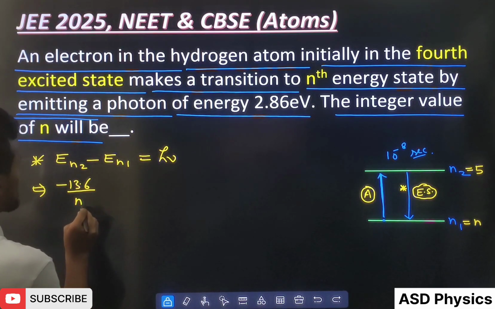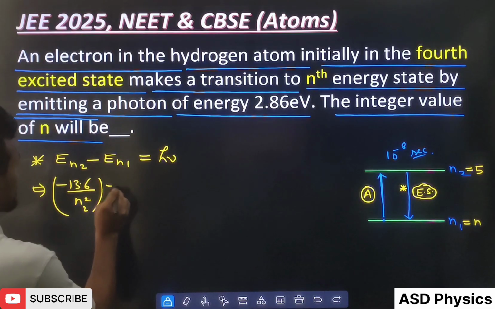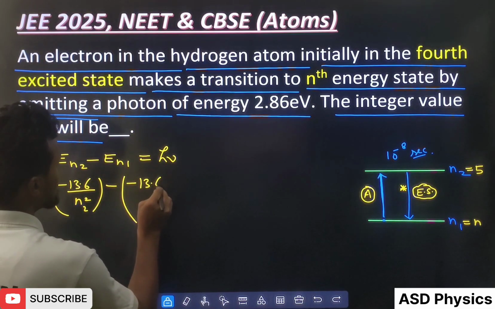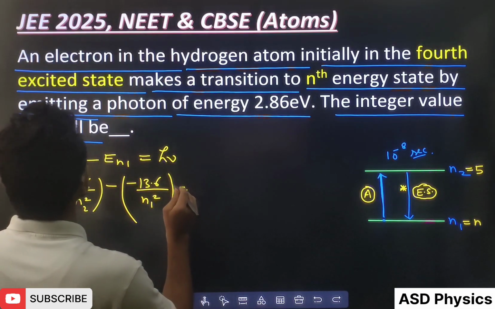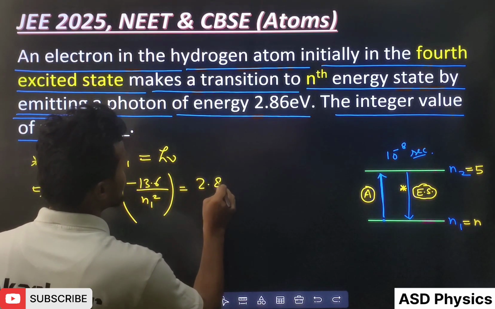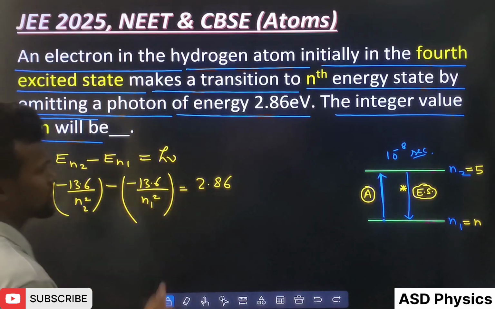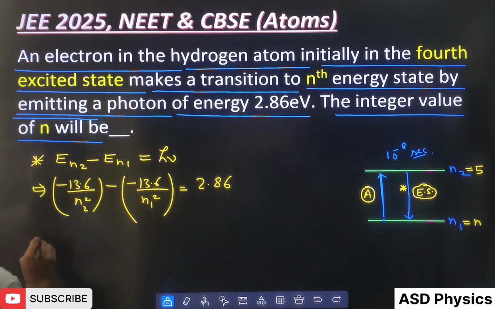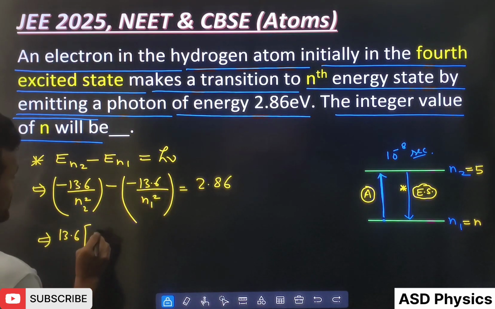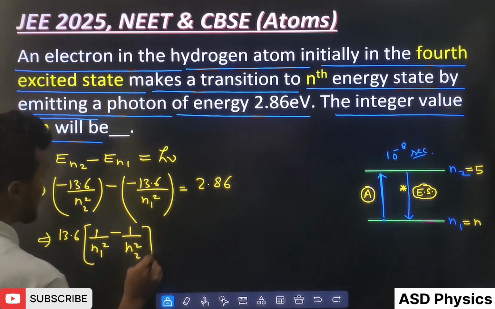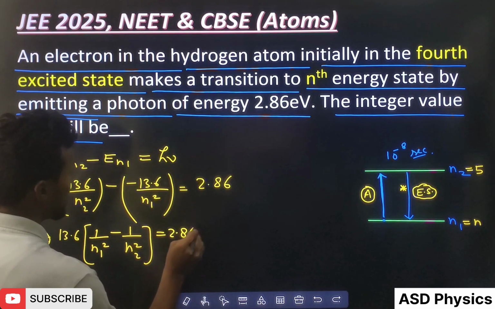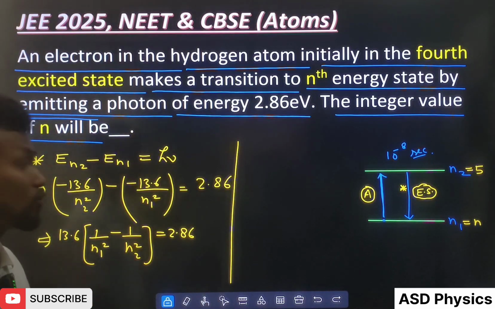So minus 13.6 by n2 square, minus En1 means minus 13.6 by n1 square, is equal to the photon energy being released, 2.86 electron volt. This is also in electron volt, so both sides cancel out units. If I take 13.6 common, it will become minus minus plus, so I can write 13.6 times (1 by n1 square minus 1 by n2 square) is equal to 2.86.